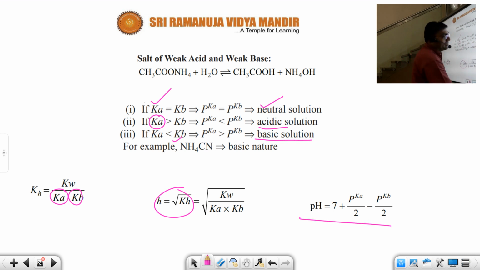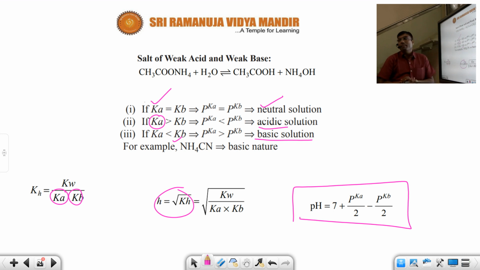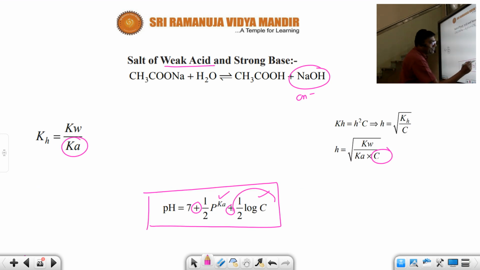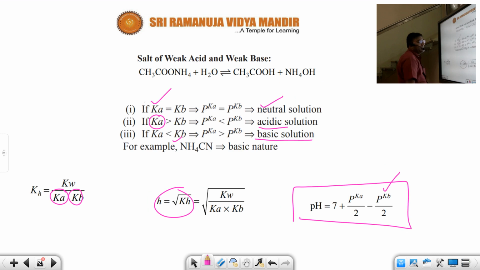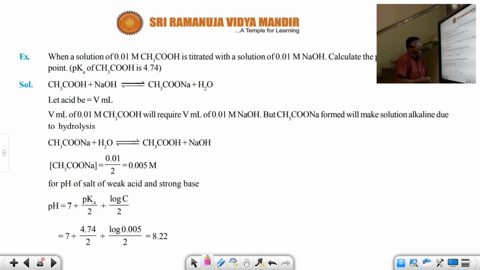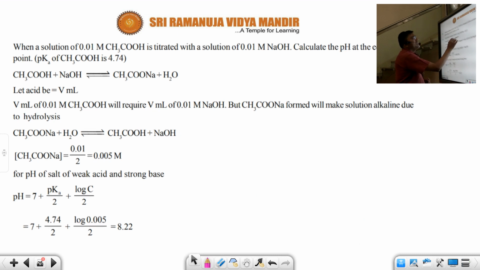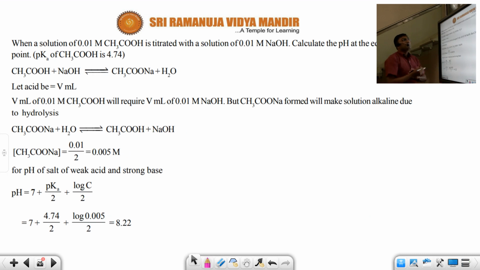So here pH is equal to 7 plus pKa by 2 minus pKb by 2. Here, instead of C, the concentration, the concentration term is missing. This concentration won't be there, but instead you got a weak base, so pKb by 2. So this is how you can realize the salt hydrolysis of weak acids, weak bases, or strong acid, weak base, or weak acid, strong base.